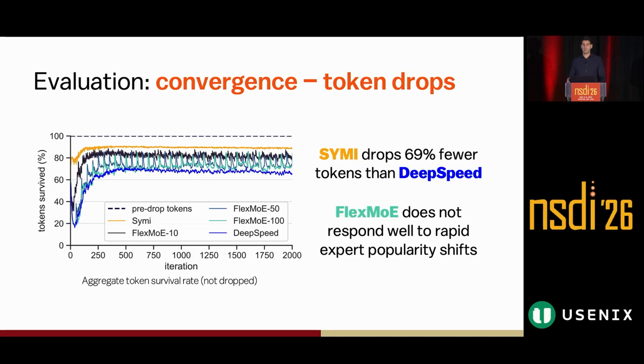And the FlexMOE baselines actually have very low token drops for the iterations that they are rebalancing experts. But because the expert distribution is very dynamic, this is no longer a good proxy in the next few iterations, so they have to drop.